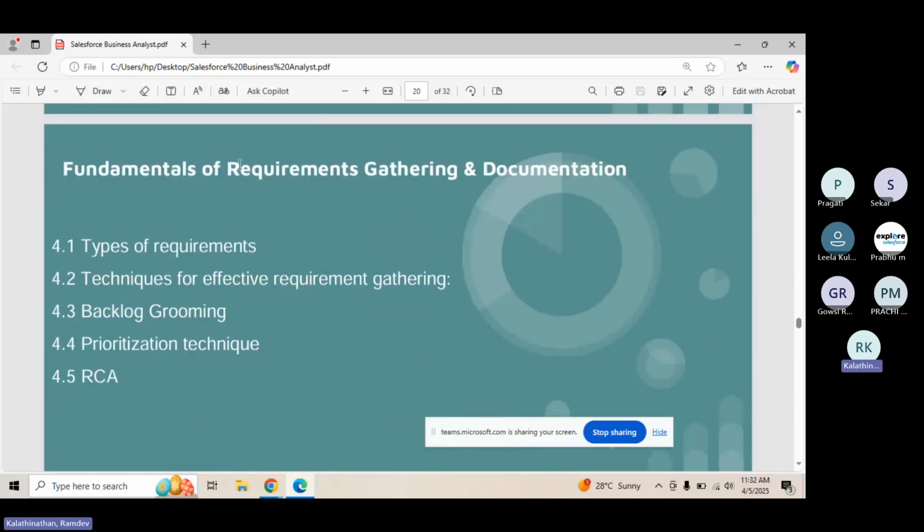Fundamentals of requirement gathering and documentation. So what are the different types of requirements that can come in? How do you groom your backlogs? How do you prioritize in case there are multiple requirements? All of this will be covered in this session.